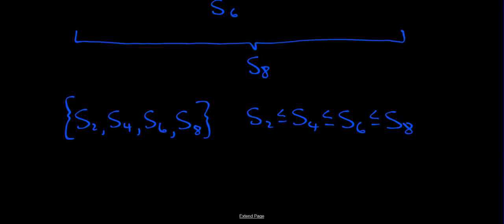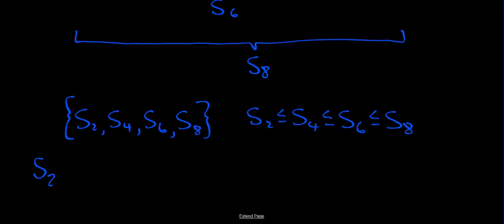Yeah. So what we have here is a monotonic sequence. It's a non-decreasing monotonic sequence. That's what this is. That's what the series of partial sums is. Now, let's do another rearrangement.